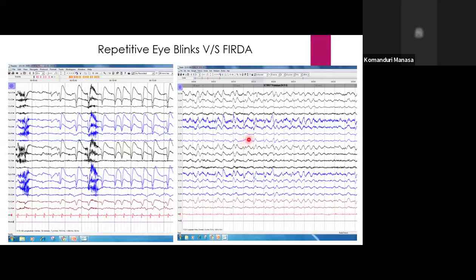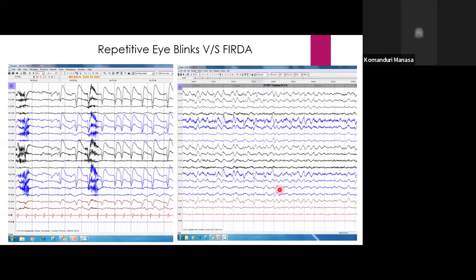Sharp phase that are emitted with the FP2 channels on the right side. So sharp phase emitted, bilateral frontal regions, more prominent from the right side. FIRDA is much more monomorphic with time. How would you differentiate those eye blinks from FIRDA?